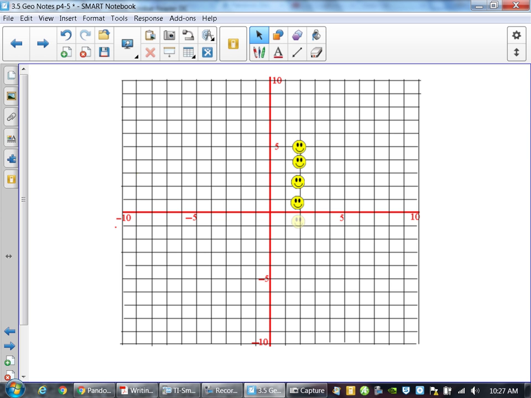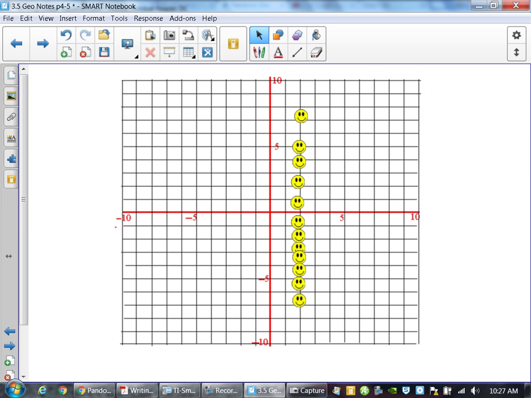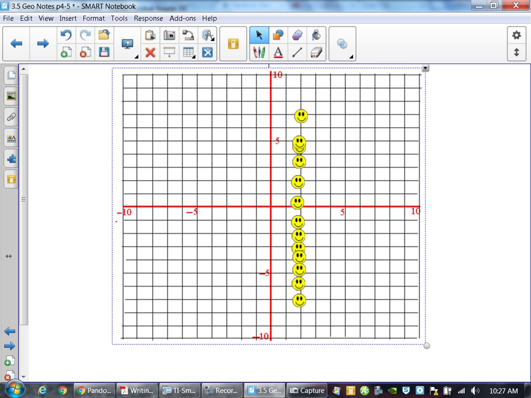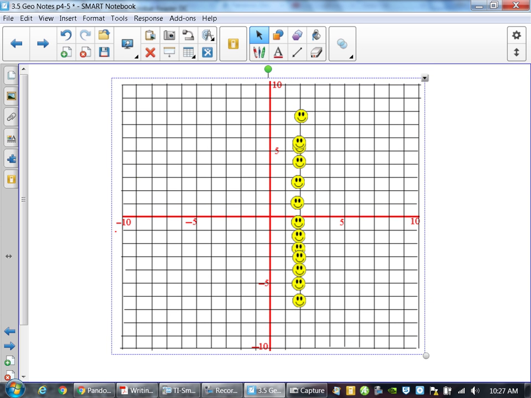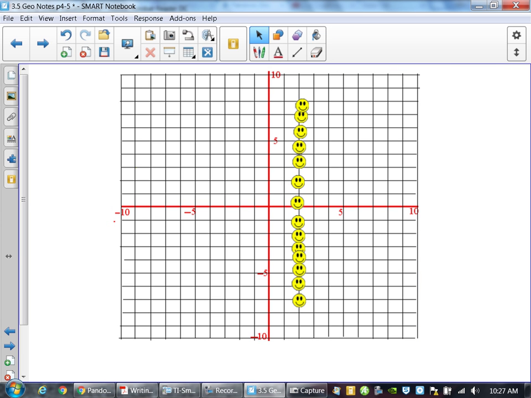what's not changing? Think of each smiley face as another ordered pair. The x value is not changing, is it? No. So that's why the x values never change in a vertical line. It's the y values that change. The x value stays the same. That's why we say the line is x equals some number.